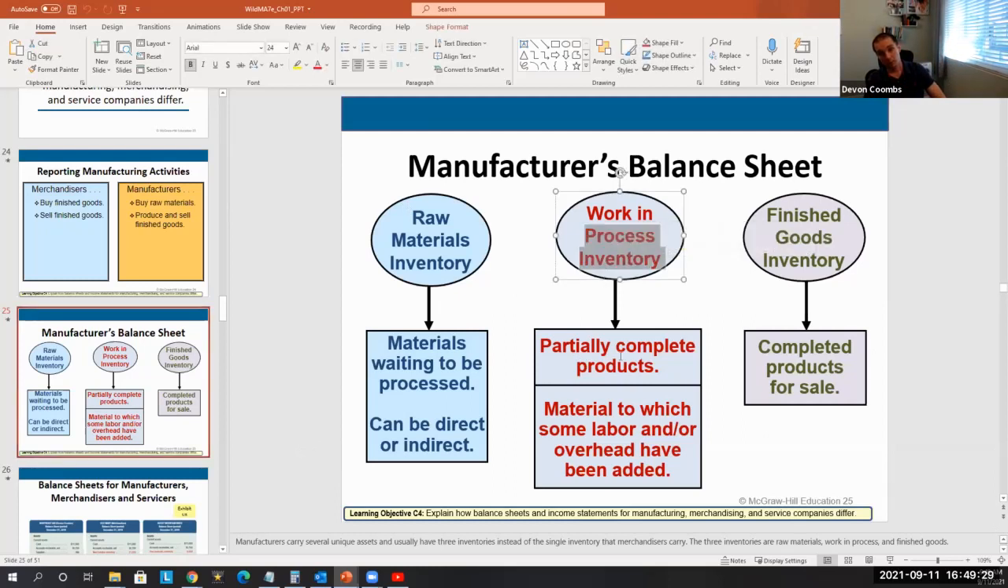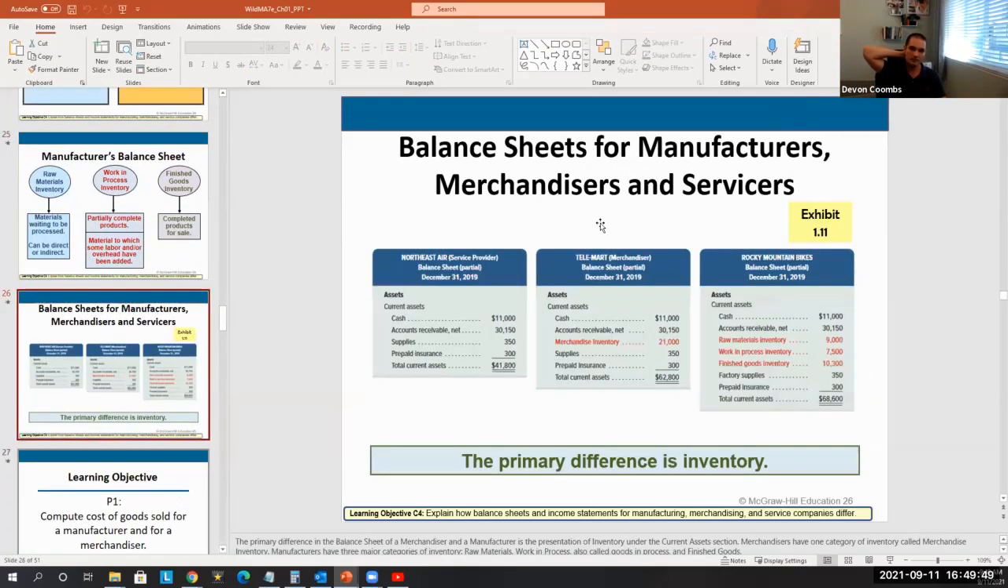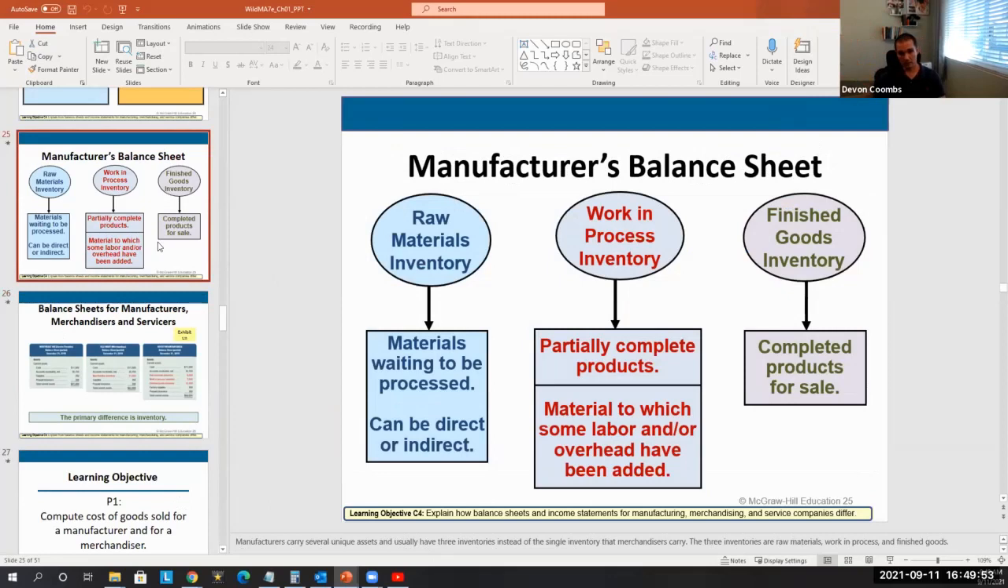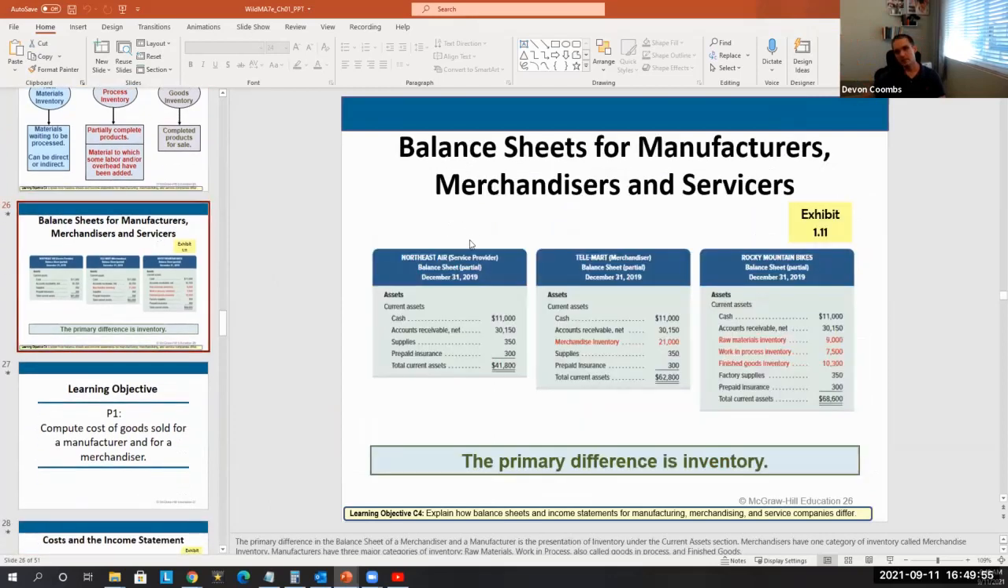Work in process inventory is something we've started, a project we've started but hasn't been completed. It needs either materials or labor to complete. Then finished goods is inventory that is ready to be sold or shipped. So it does not need any more direct materials, direct labor, or factory overhead to be processed. And all of that's also reported on financial accounting statements.